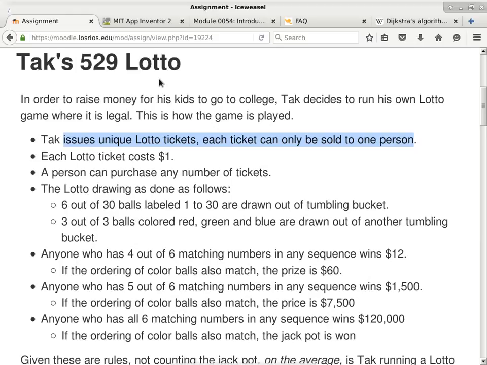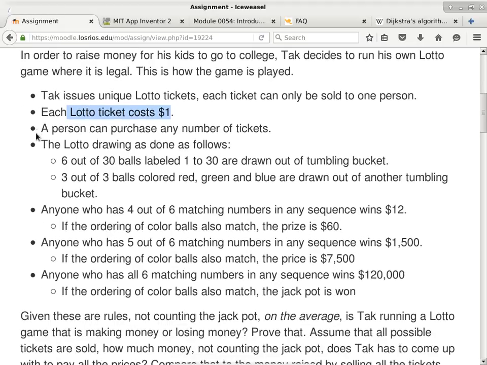When you analyze this makes a big difference. Each lotto ticket is going to cost $1, which is about the same as the state lotto. A person can purchase any number of tickets. So if somebody figures out, oh, I only need this much money to buy all the tickets, that person can potentially buy all the tickets.